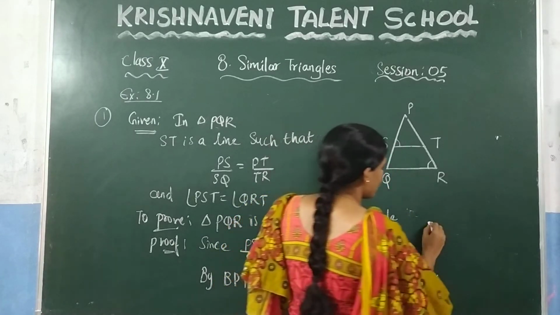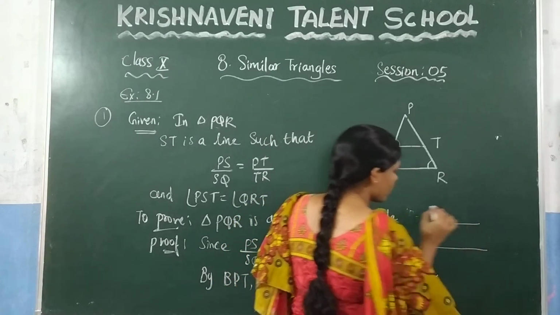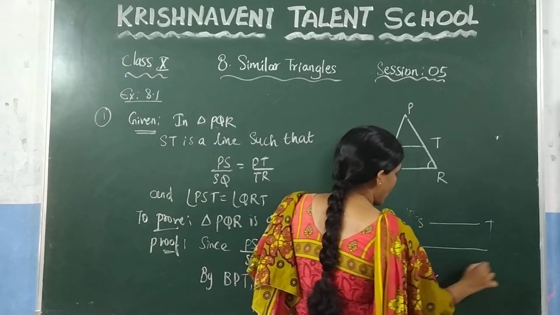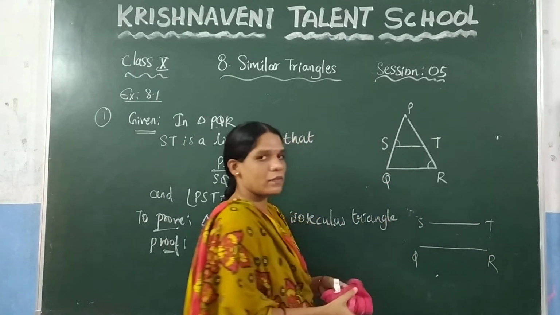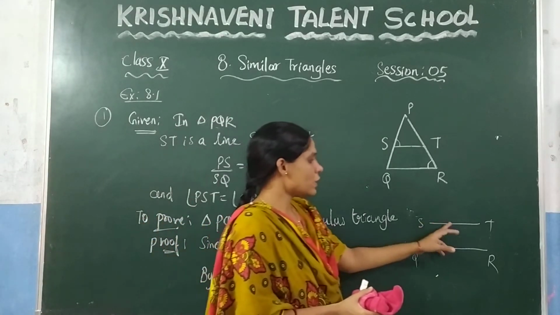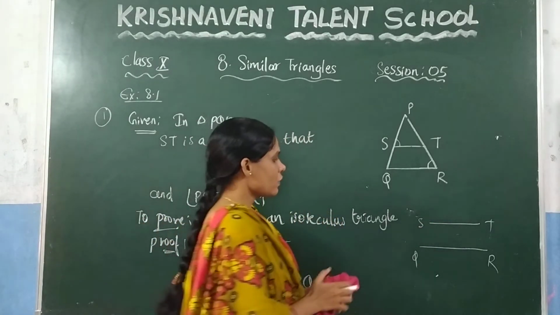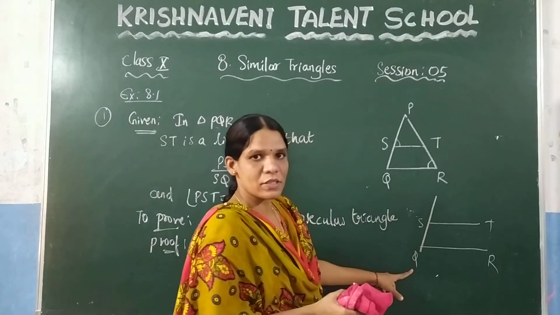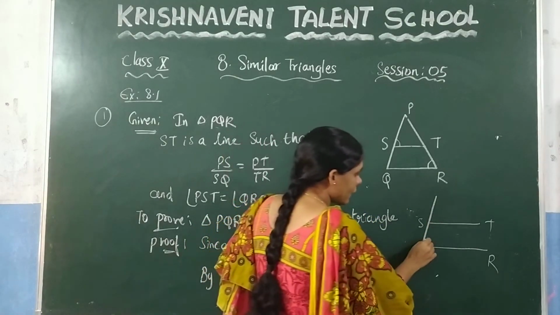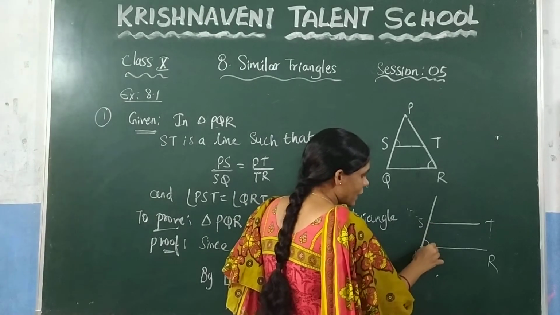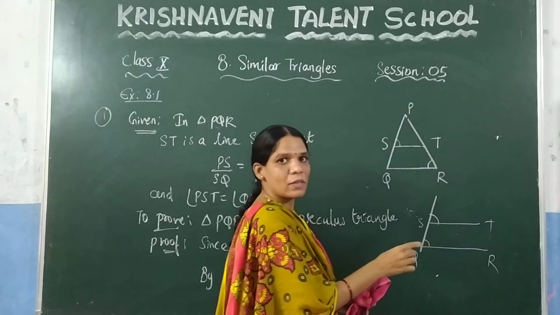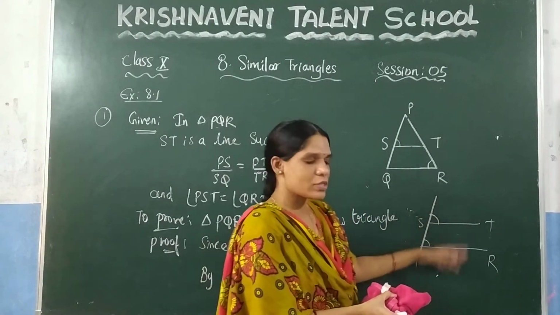Here, what we got is ST is parallel to QR. Let us consider this is ST and this is QR, and we got it by the converse of the basic proportionality theorem. These two are parallel. So here we have drawn one line, and you know that this is nothing but the transversal. So what is this angle? Interior angle, because it is lying inside the parallel lines. And what is this angle? It is an exterior angle, because it is lying outside the parallel lines.